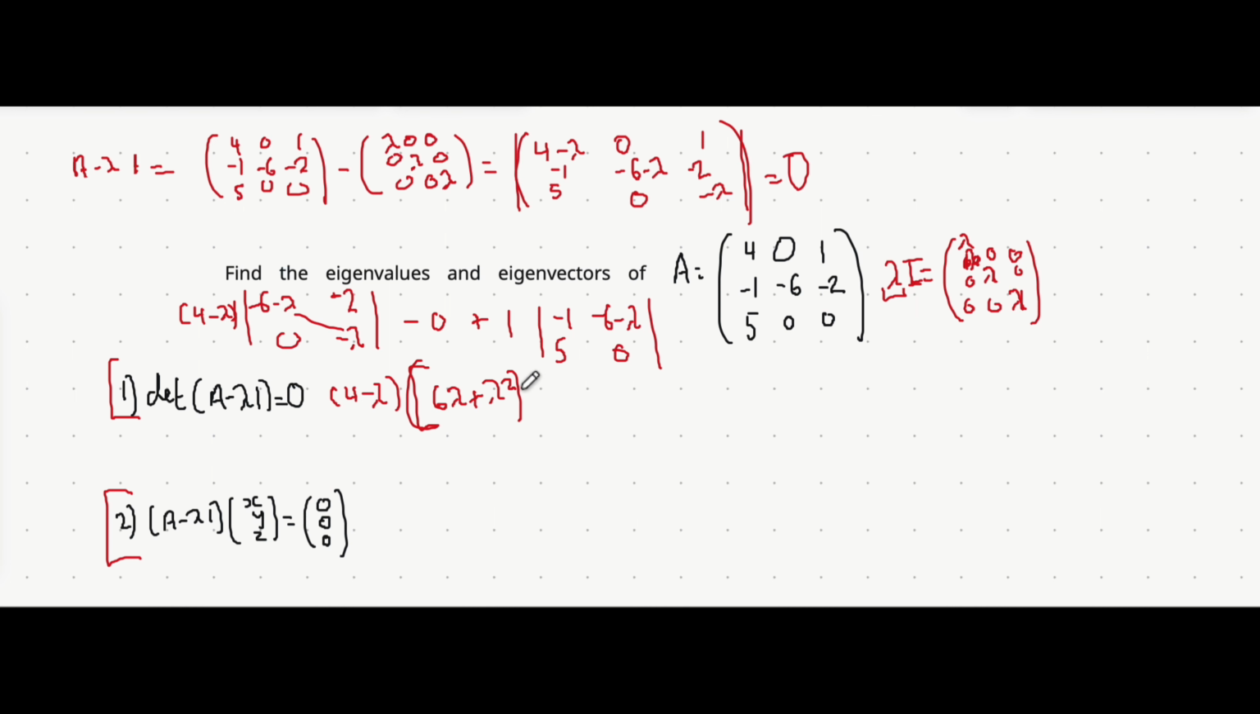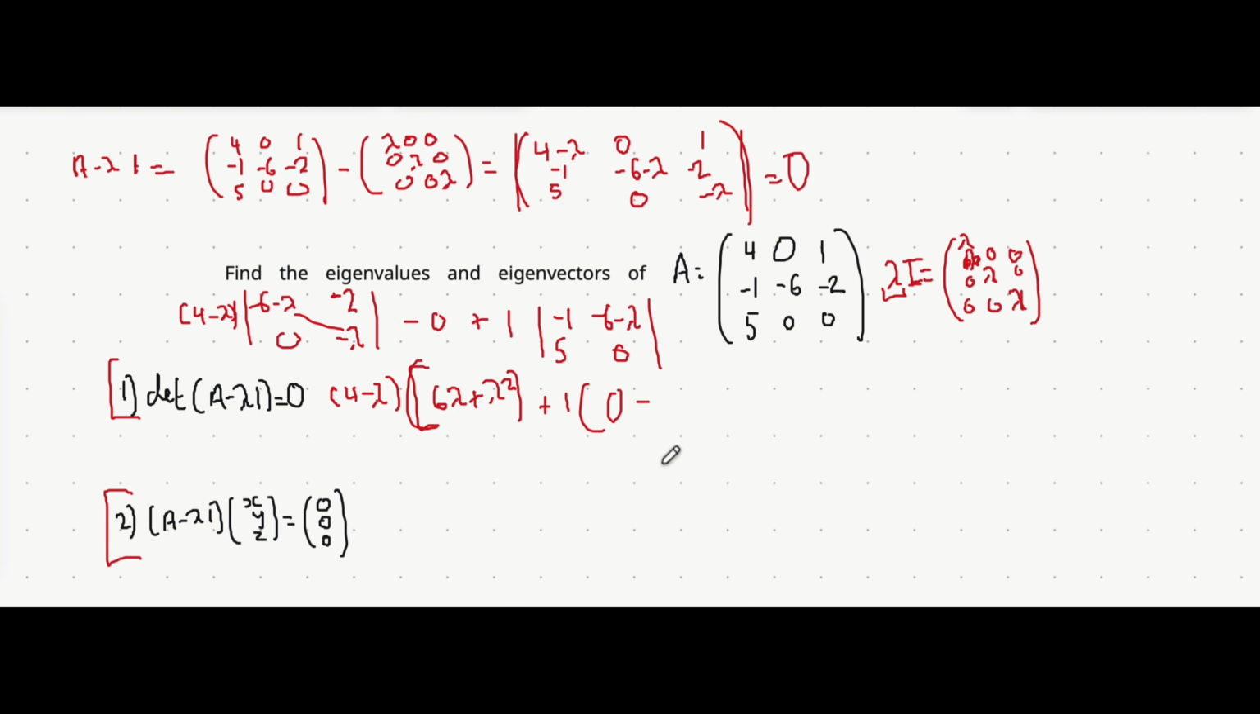And then we take away 0. And then we add 1 lots of, well, minus 1 times 0 is 0. Take away 5 lots of this term here, minus 6 minus lambda. Now minus 5 times minus 6 is positive 30. Minus 5 times minus lambda is plus 5 lambda. So we can replace everything in the bracket now with 30 plus 5 lambda.